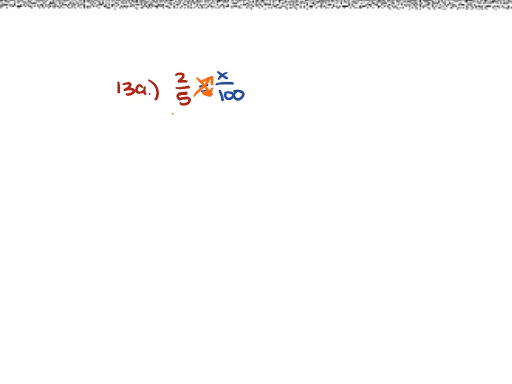So 5 times x is 5x. 2 times 100 is 200. We divide by 5. We get that x is equal to 40. So that's 40%.